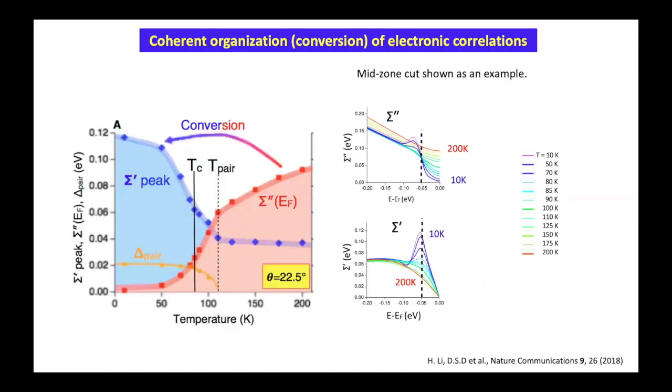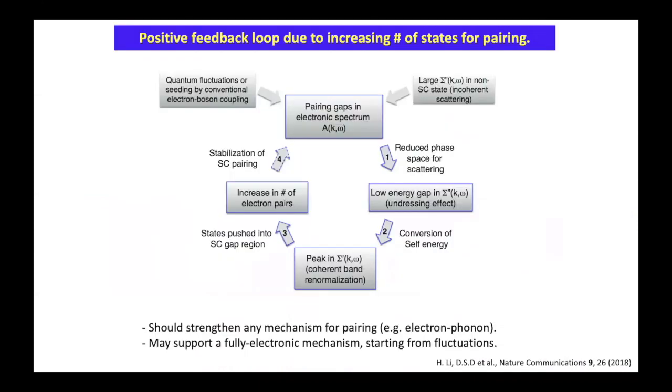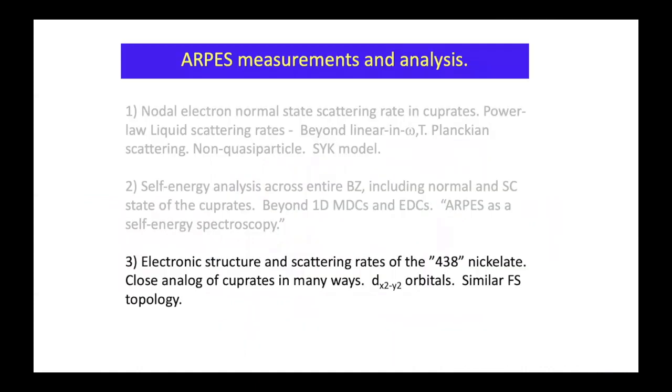So my time is a little tight. I can say what we observe is as a function of temperature, there's a conversion of this huge sigma double prime to a sigma prime, from an incoherent thing to a coherent thing. That starts slightly above Tc, at about some 20 Kelvin above. And there's details of this. We believe it gives positive feedback onto the pairing that can help strengthen pairing mechanisms, but more work needs to be done on this. Okay, in the last few minutes, I want to go to the nickelates.